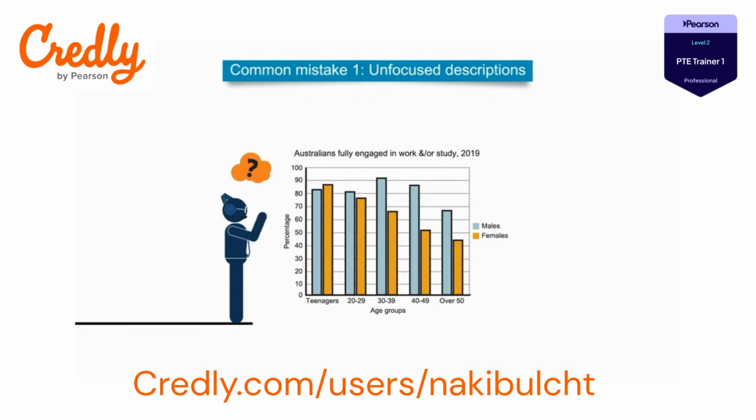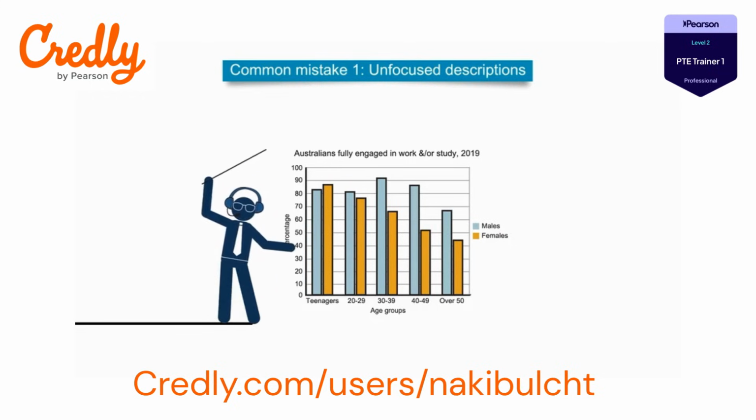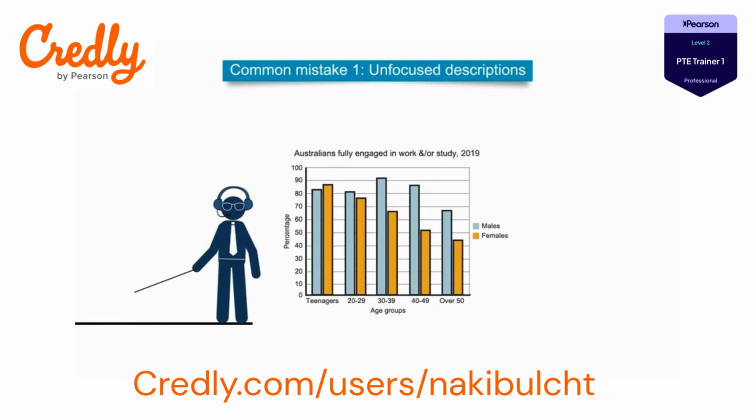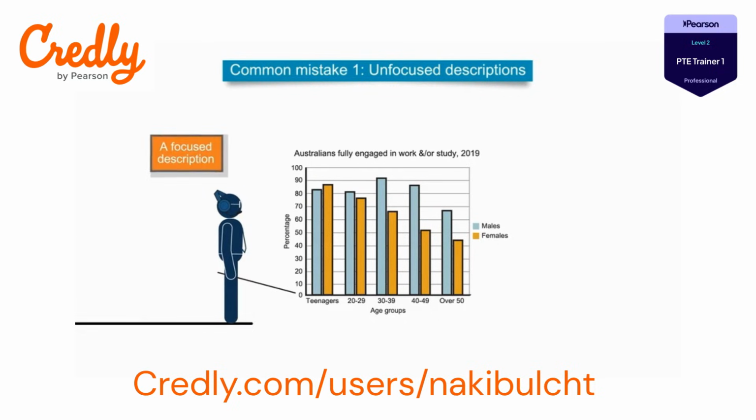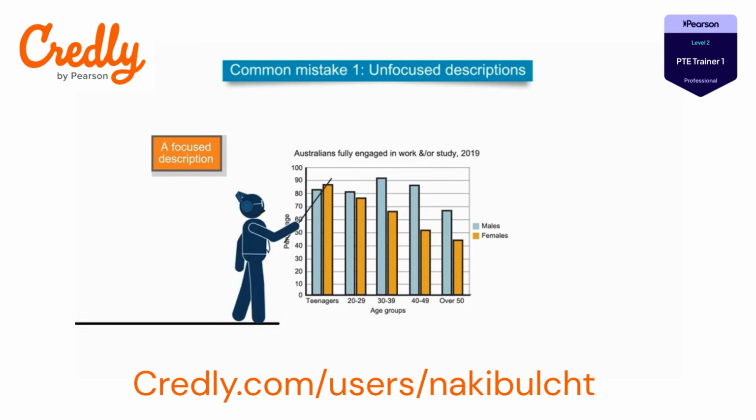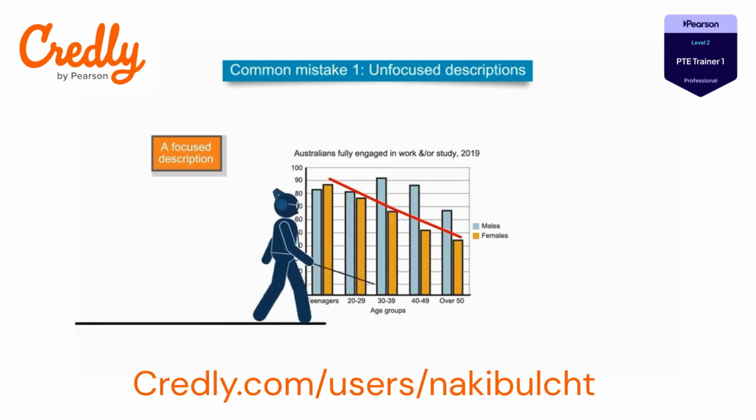Next, the unfocused description doesn't use details to support its points. It uses imprecise terms like lots rather than factual data. Use the data available. In this case, the graph has percentages. Use a sentence like, This number fell gradually to just over 40% for the over 50 age group.